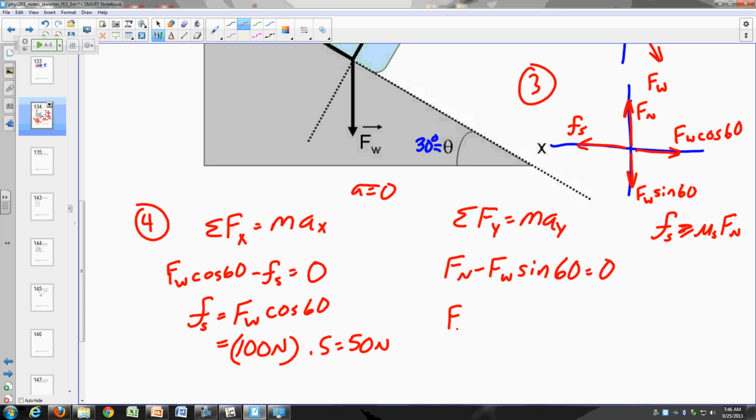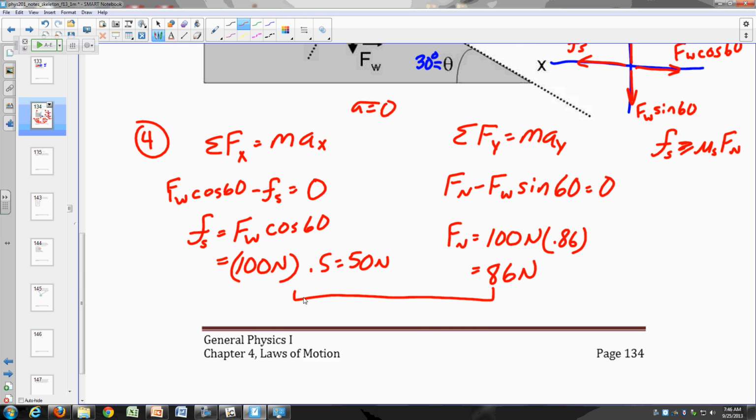And then I find my Fn, which is going to equal Fw sine of 60. So that's 100 newtons, sine 60, 0.86. So it's going to be 86 newtons. And then I can put those two together, and I say that mu equals Fs over Fn, which is 50 over 86. I get 0.6. All right?